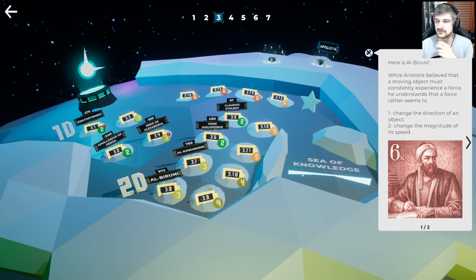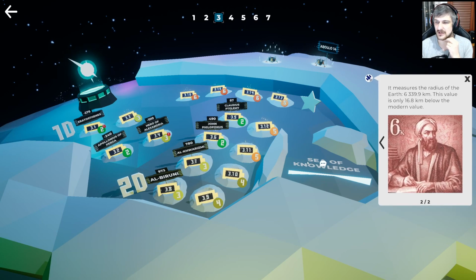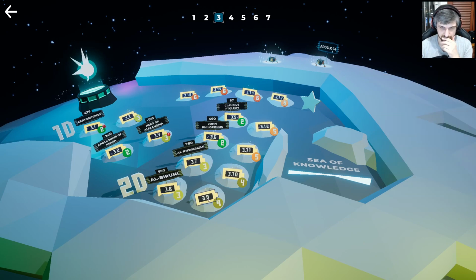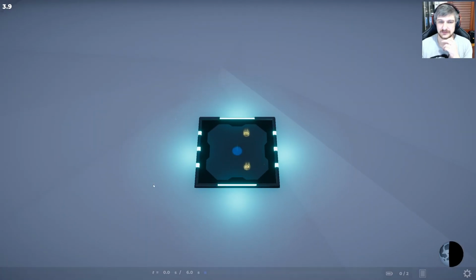Al-Biruni. Here's Al-Biruni. While Aristotle believed that a moving object constantly experiences a force, he understands that force rather seems to 1. Change the direction of an object. 2. Change the magnitude of its speed. He measures the radius of the Earth at 6,339.9 kilometers. This value is only 16.8 kilometers below the modern value. Wow. We're going up to level 4, baby. I'm scared.